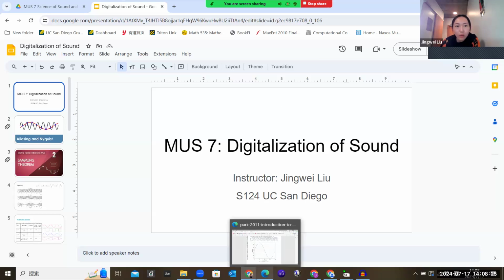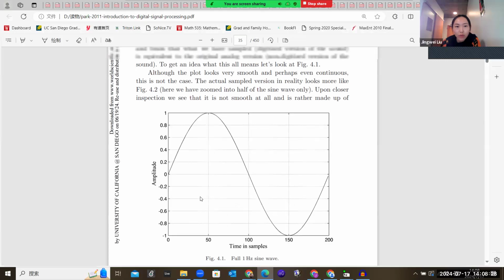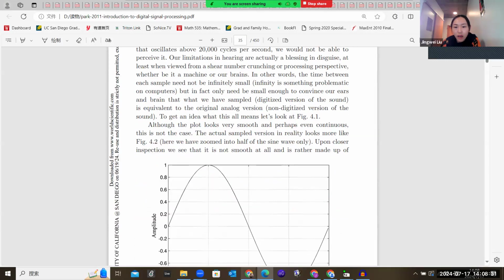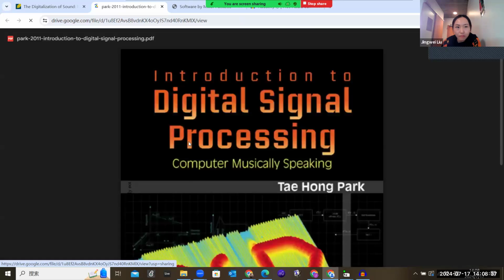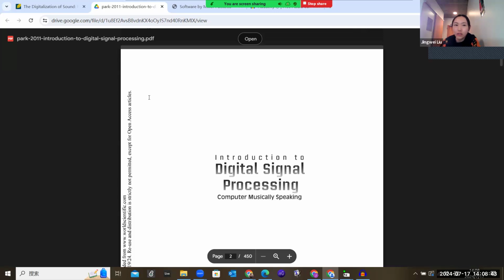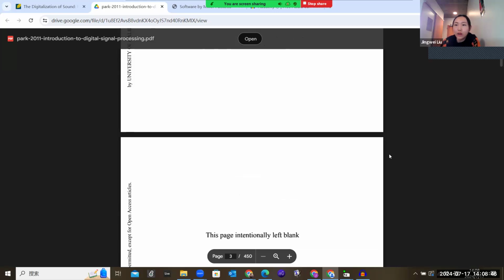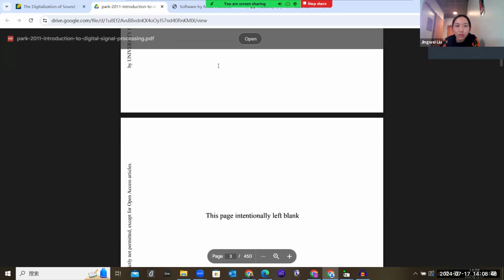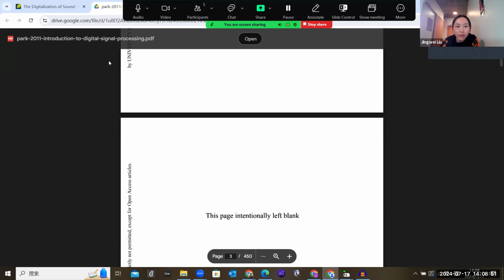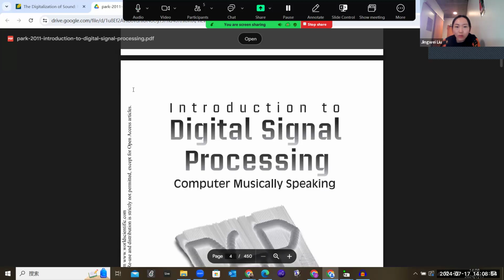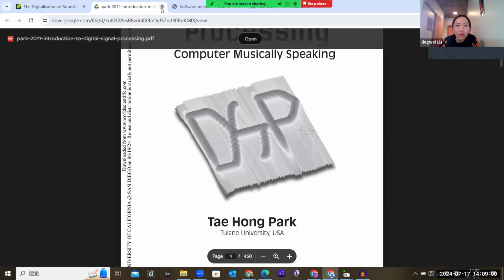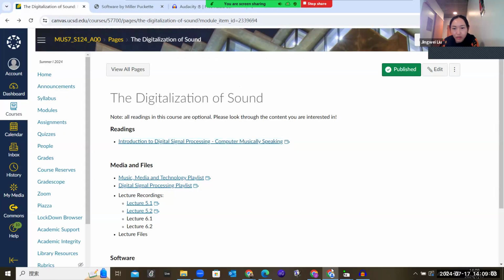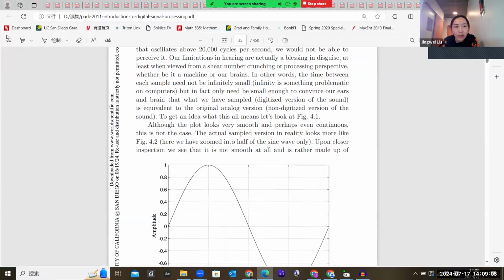So first, like what I said last time, I will recommend you to read this book. This book is in our module here. It's Introduction to Digital Signal Processing. It's a very low-level introductory book to digital signal processing, and it doesn't really require any particular prior knowledge. It's written for musicians, not for people with a strong STEM background. So I think this would be a good book for anyone to read. So I will use this book.